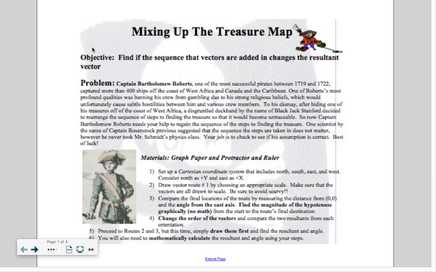Okay, so be sure to avoid scurvy as well. So make sure you're eating all of your oranges, all of your lemons. Get that citric acid and vitamin C in your system.